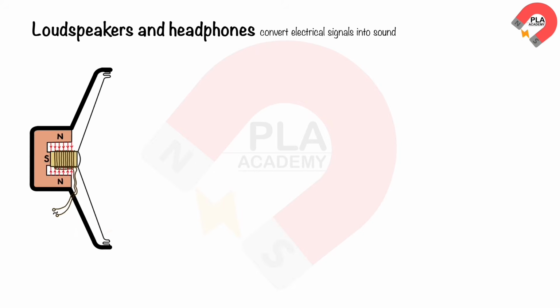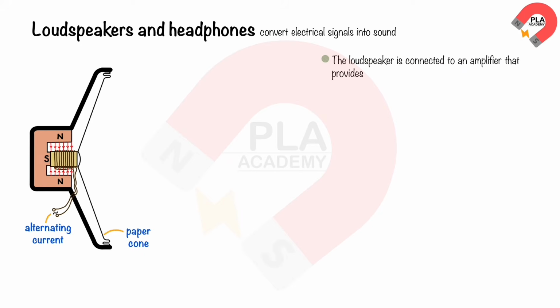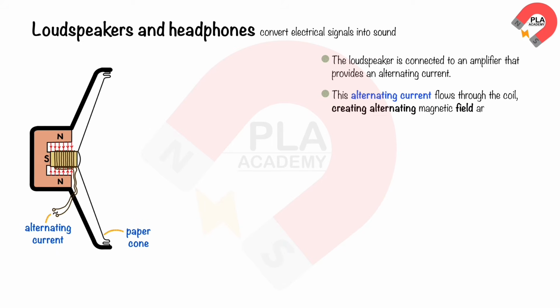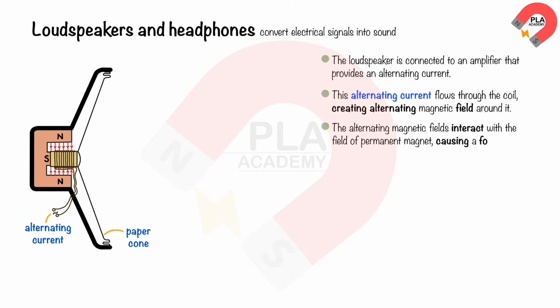Loudspeakers and headphones. Loudspeakers and headphones convert electrical signals into sound. A loudspeaker consists of a coil of wire, which is wrapped around one pole of a permanent magnet. The loudspeaker is connected to an amplifier that provides an alternating current. This alternating current flows through the coil, creating an alternating magnetic field around it. The alternating magnetic fields interact with the field of the permanent magnet, causing a force to be exerted on the coil.